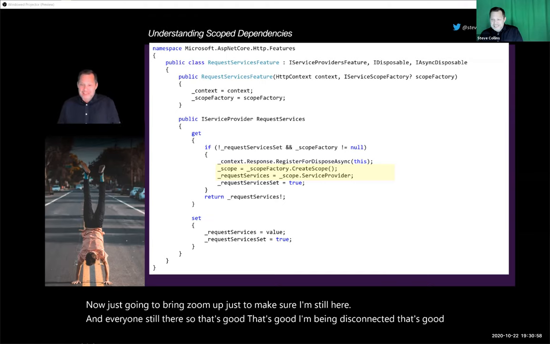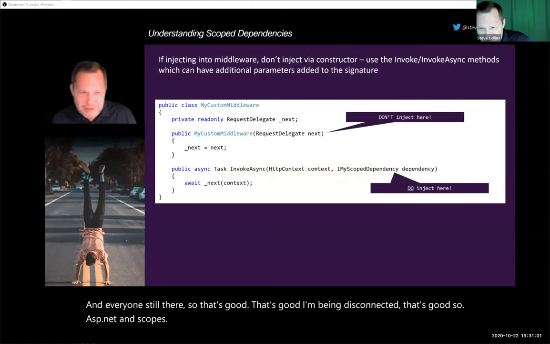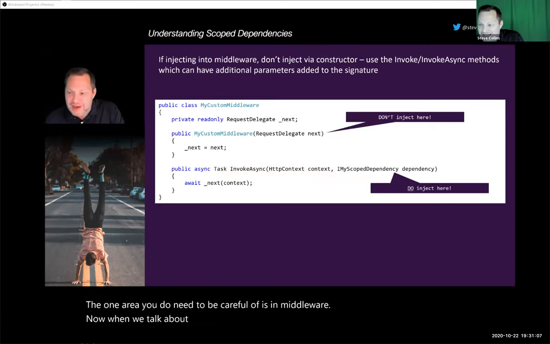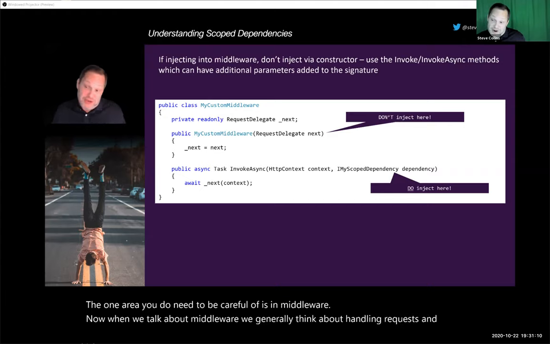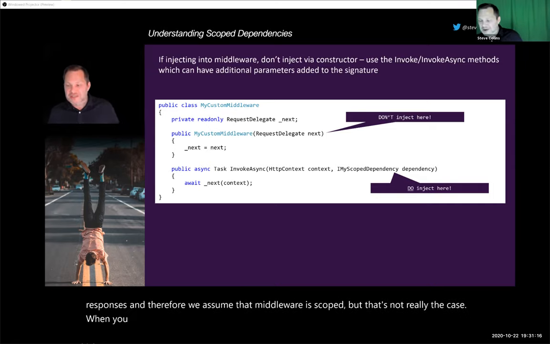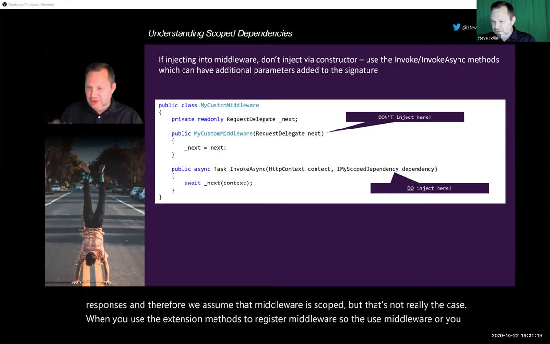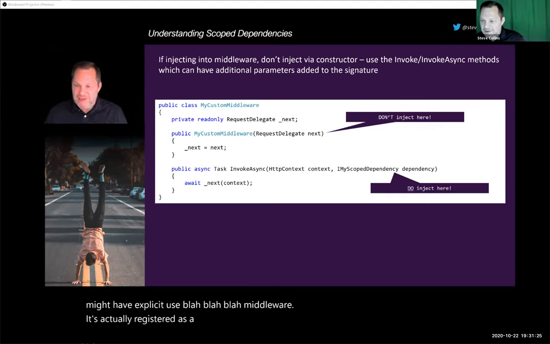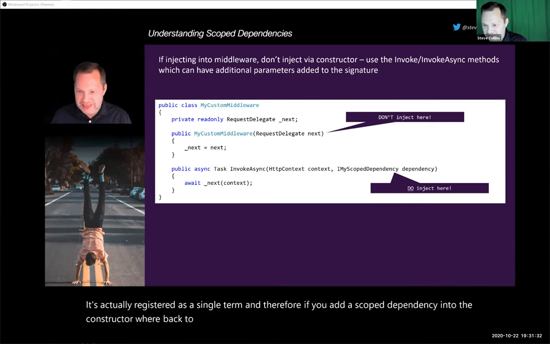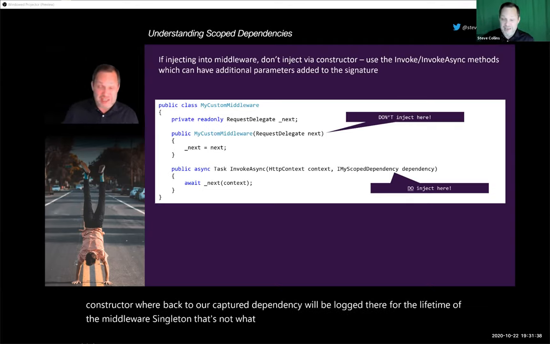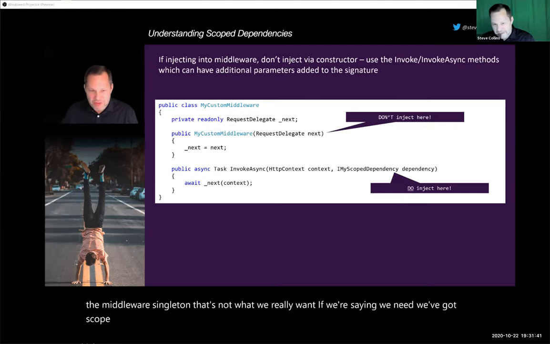So, ASP.NET and scopes. One area you do need to be careful of is in middleware. When we talk about middleware, we generally think about handling requests and responses, and therefore we assume that middleware is scoped, but that's not really the case. When you use the extension methods to register middleware, so UseMiddleware, or you might have an explicit UseBlahBlahBlah middleware, it's actually registered as a singleton. Therefore, if you add a scoped dependency into the constructor, we're back to our captured dependency. It'll be locked there for the lifetime of the middleware singleton. That's not what we really want. If we've got a scoped dependency, we want that per request effectively.